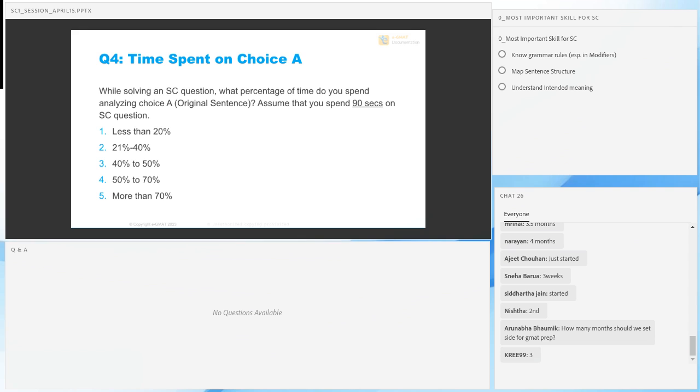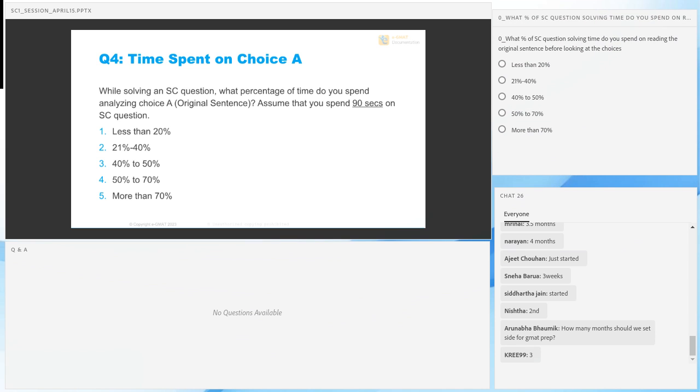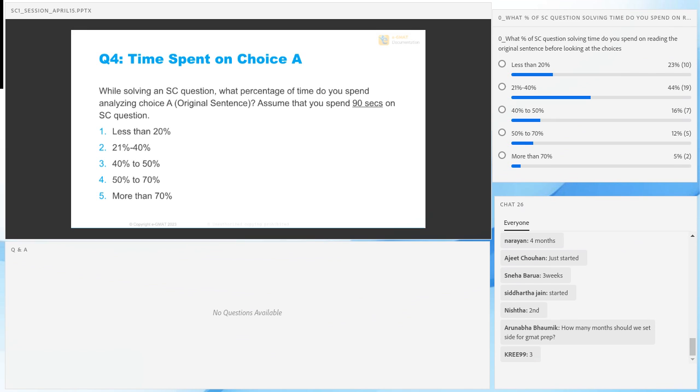And what I want you to now answer is, what percentage of your time do you spend on looking at choice A without looking at the answer choices? So before you look at the answer choices, what percentage of time do you spend on choice A? Okay, well and good. And thank you. You guys are responding very well.